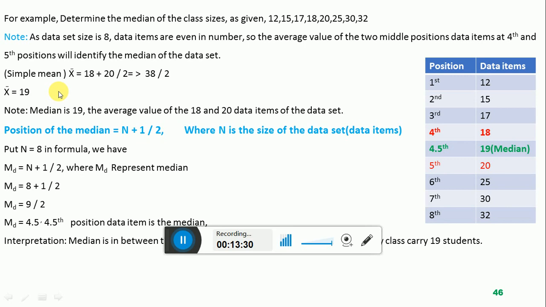That is the practical importance of calculating this median value 19 for the given data set. Note, median is 19, the average value of the 18th and 20th data items of the data set. I am again repeating the interpretation of 19. Why do we calculate 19? This 19 represents the average number of students in every class of the BBA department.